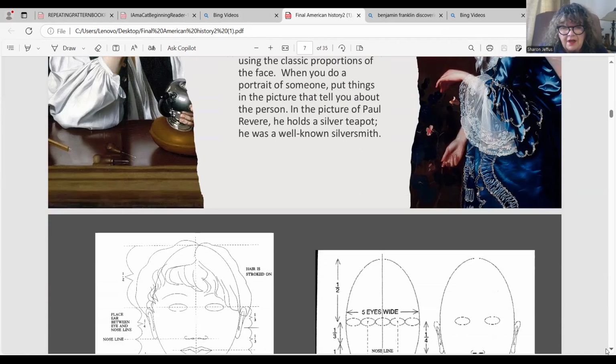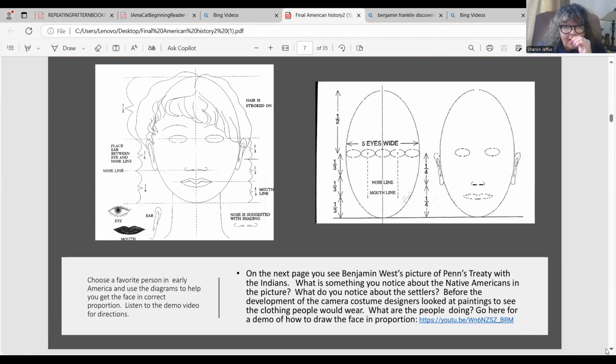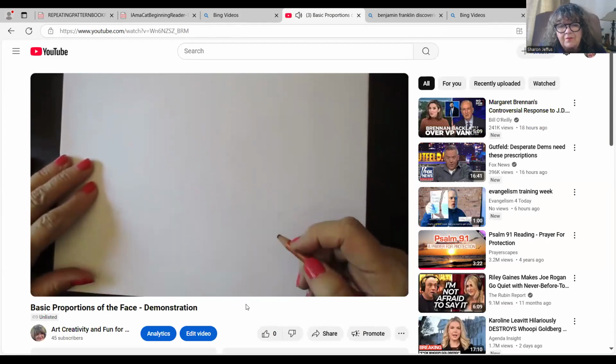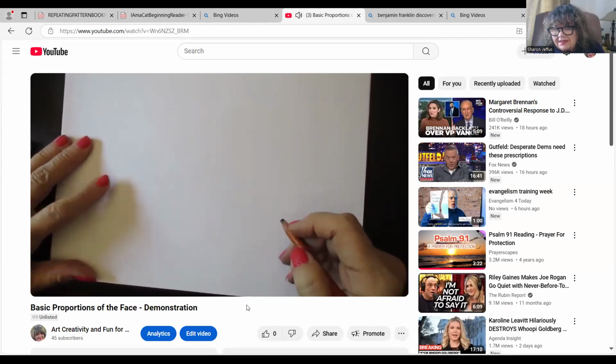And if we talk about a portrait, there's a certain way you can do a portrait, and we're going to learn how to do that step by step. So we're going to click on this right here, and we're going to learn how to do a portrait. So let's watch this. We're going to start out with the classic proportions of the face. I want you to practice this first.